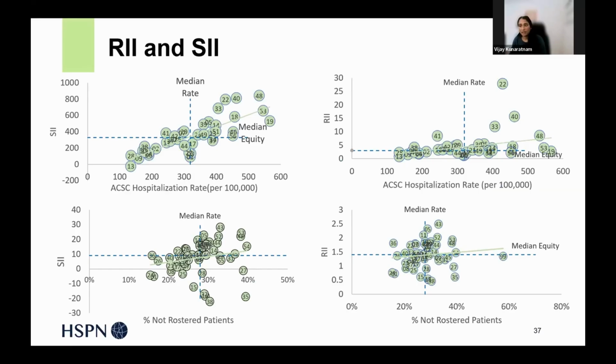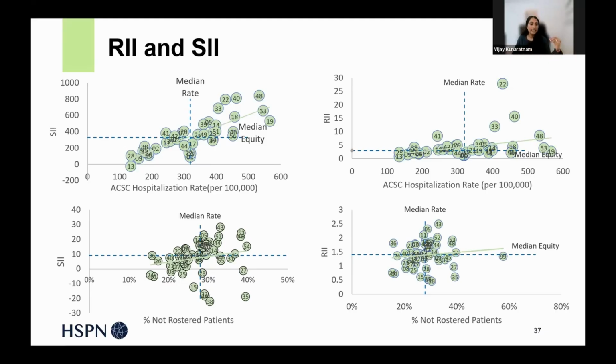And then I'm just going to end off talking about one more example. So the top there, that's the ACSC hospitalization rates that you've seen. I've just layered on another indicator to quickly chat about it. So this is the percent not rostered patients. Again, the left-hand side is the SII graph, and the right-hand side is the RII graph. And you can see here very similar trends in the SII and the RII. If you just want to quickly look at the slightly different interpretation.